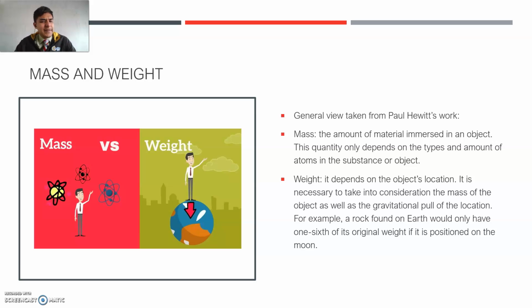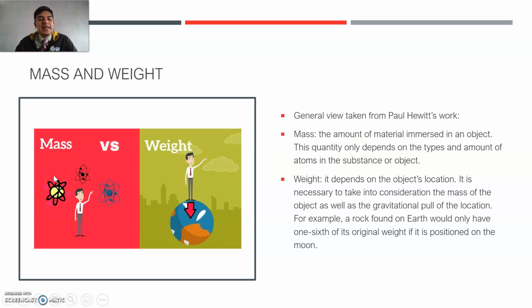So how is weight different? Weight depends on the object's location. And please make sure to remember that clearly, an object's location. It is necessary to take into consideration the mass of the object as well as the gravitational pull of the location. For example, a rock found on Earth will only have 1/6 of its original weight if it is positioned on the moon. So, basically this one is the clear difference that we can see.